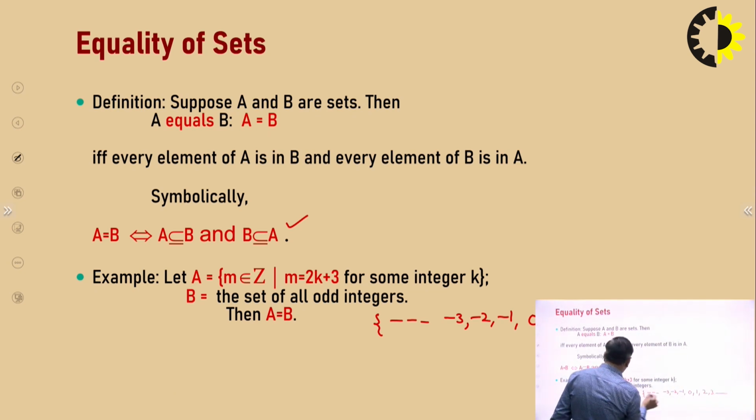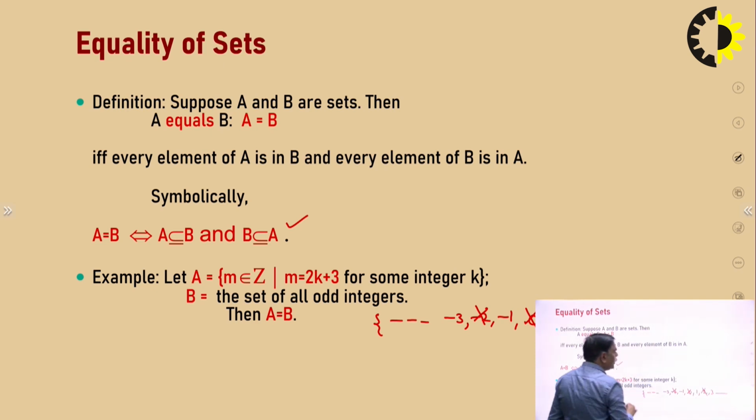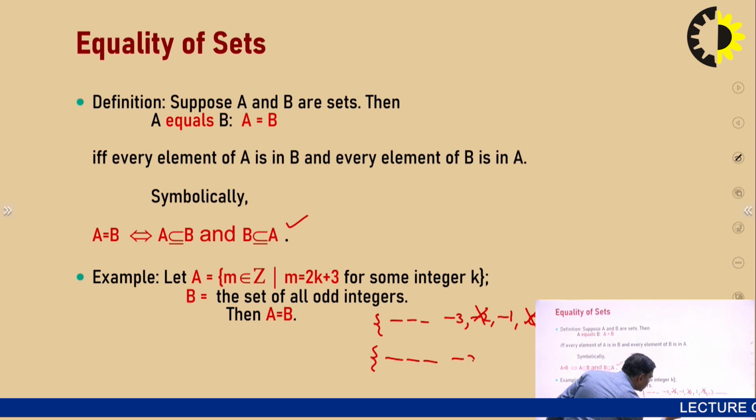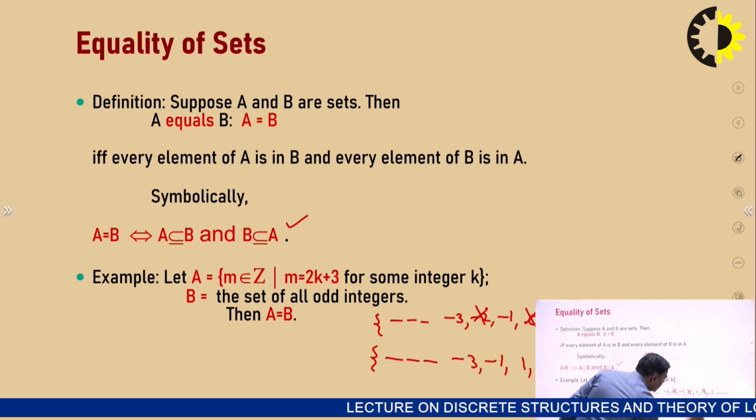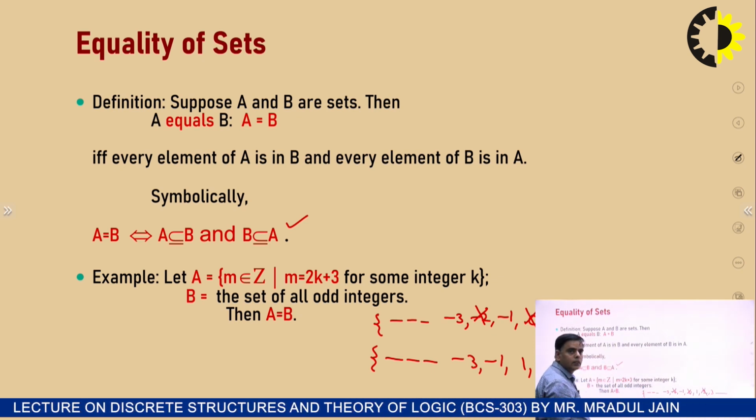Sorry, it will not be given by this. It will provide you only the odd numbers. And if you find the set of all odd numbers, what will they be? Minus 3, minus 1, 1, 3. This is the set of odd numbers, odd integers.